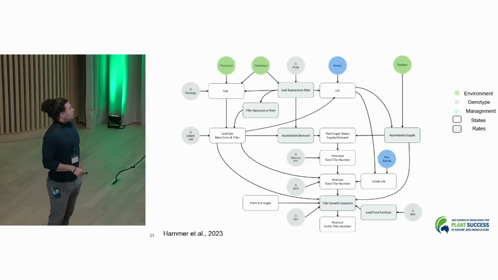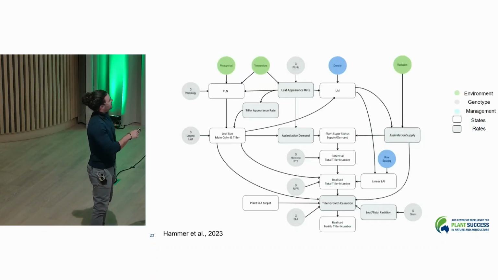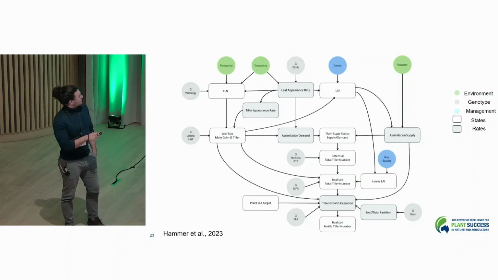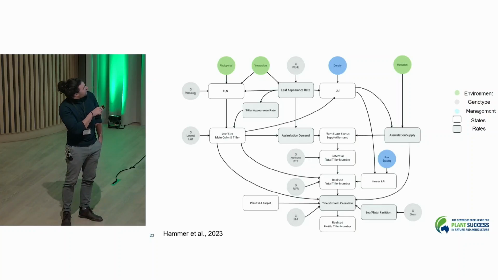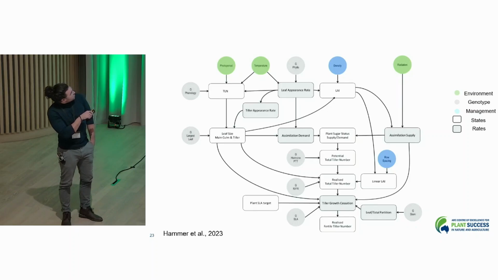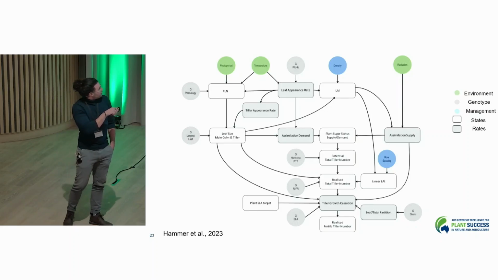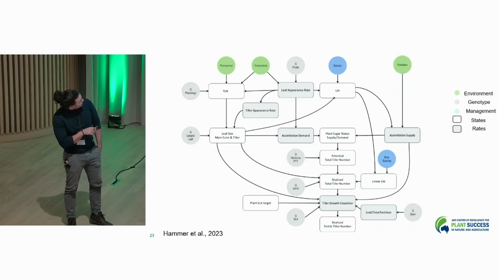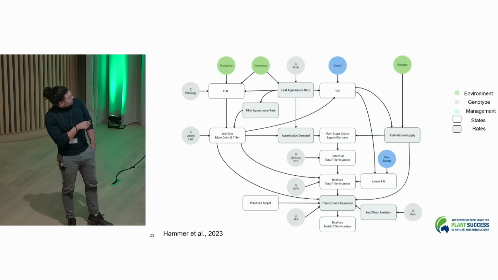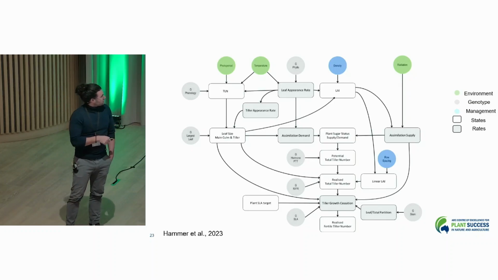So here we see in a bit more detail how the tillering model works. Here you have the environmental effect in green, and the genotypic effect in gray, and then you have different states and different rates. And then at some point here, we calculate the total tiller number, which is defined by the supply-demand ratio, which is defined by the environment.